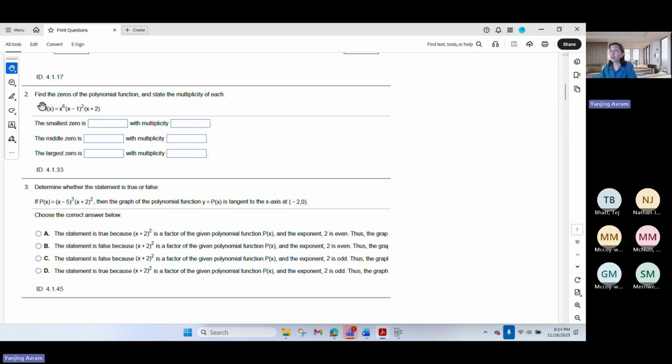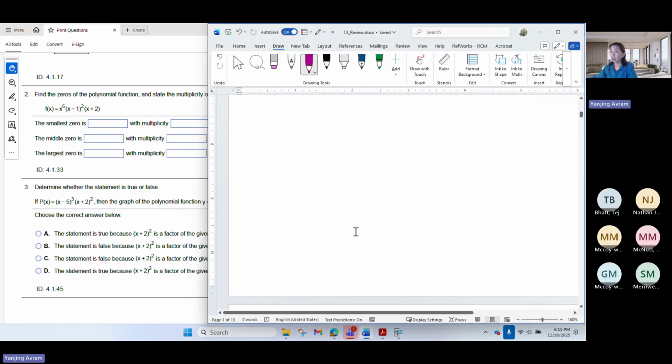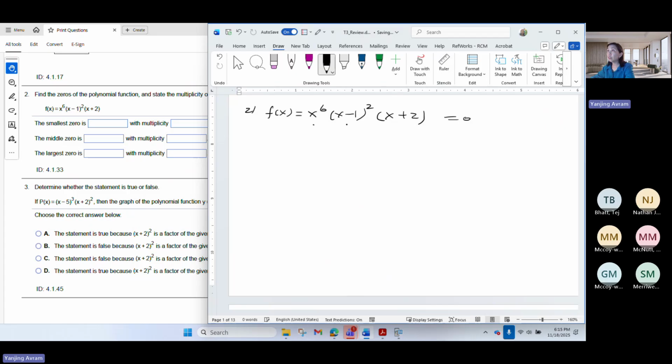All right. Find the zeros of the polynomial function and state the multiplicity of each. Okay, so this one right here, the second one, f of x is x to the 6, x minus 1 squared, x plus 2. All right, and what does the zero mean? Zero means you make y equal to 0, right? And we have 3 factors, 1, 2, 3 factors, so each factor can be 0. x minus 1 squared can be 0, x plus 2 can be 0.